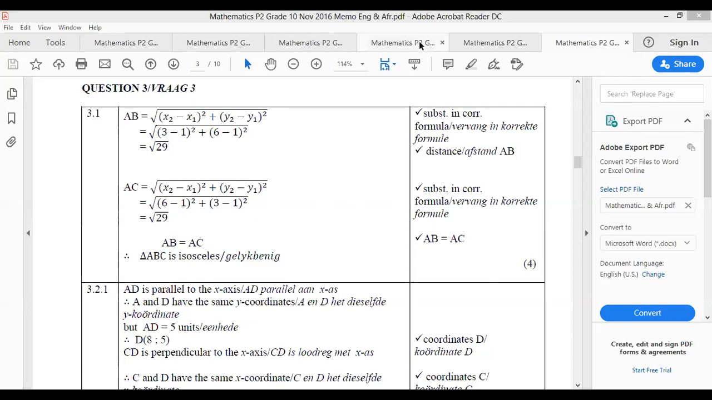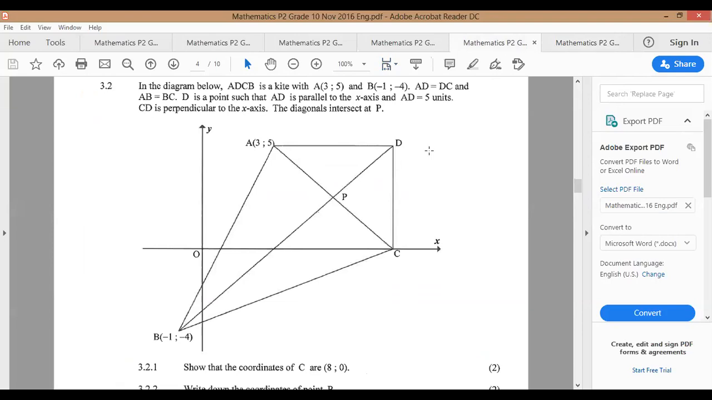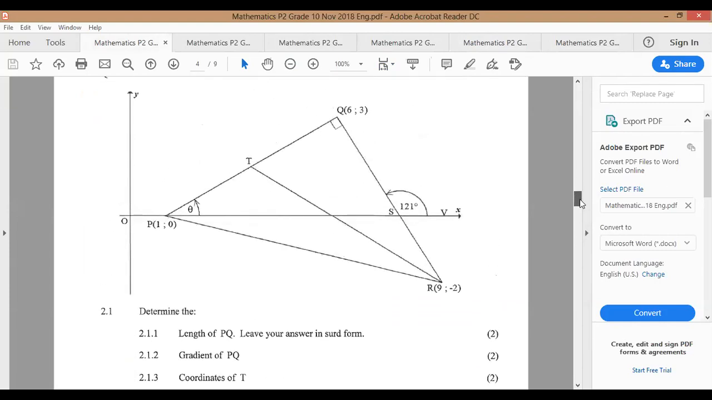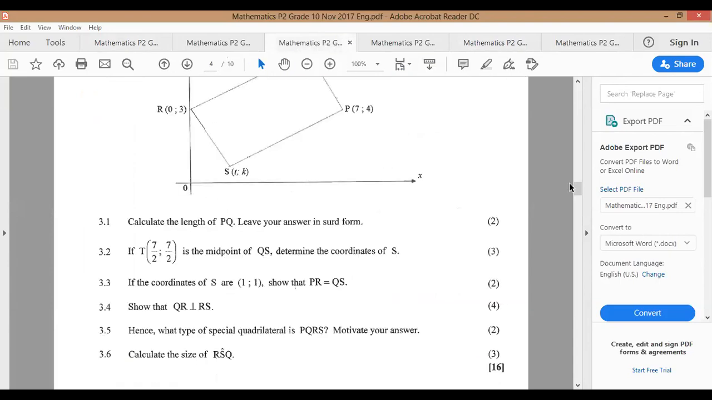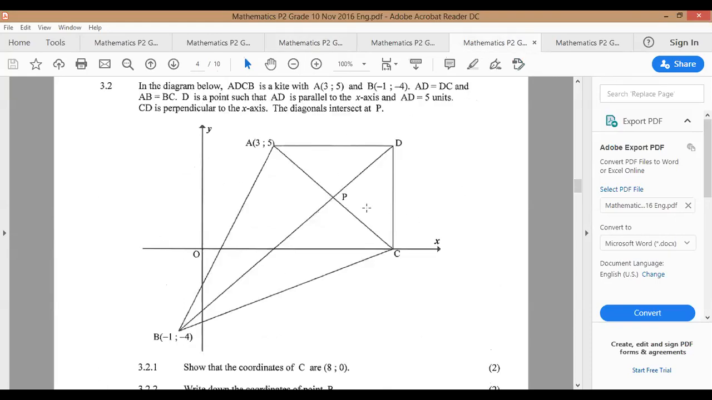Perfect. Now let's look at the main question, 3.2. It says in the diagram below, ADCB is a kite, right? So I want to show you something, guys. Remember on Tuesday, you dealt with a triangle. Yesterday, you dealt with a rectangle. Do you still remember? So you need to know all the properties of the shapes, right? And today, we are looking at a kite.